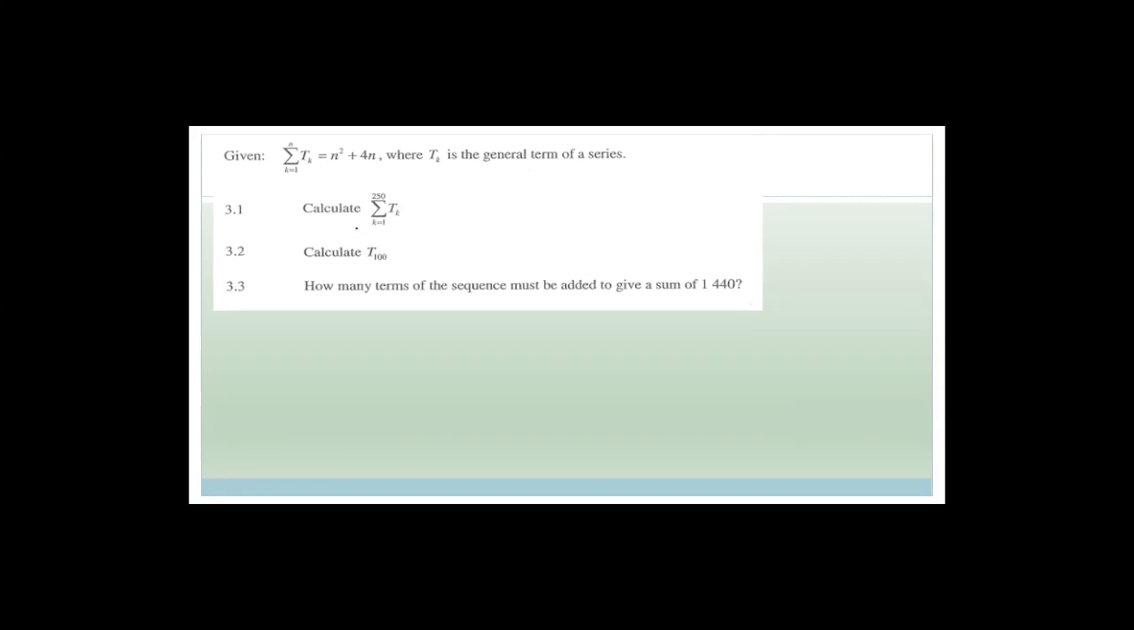Okay, now it says the sum from k equals 1 to n of tk is equal to n squared plus 4n, where tk is the general term of a series. So the sum of that series is equal to n squared plus 4n. Then it says calculate the sum from k equals 1 to 250 of tk. So the very first thing you have to do is work out the first three terms of the series.